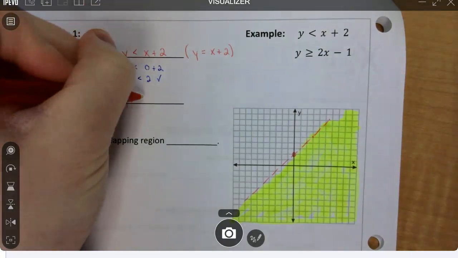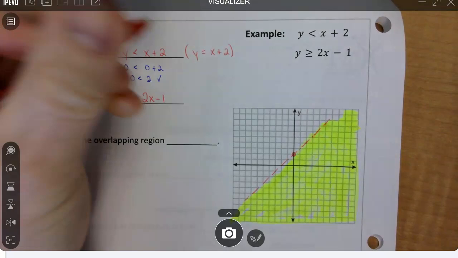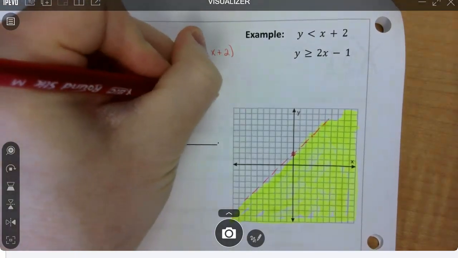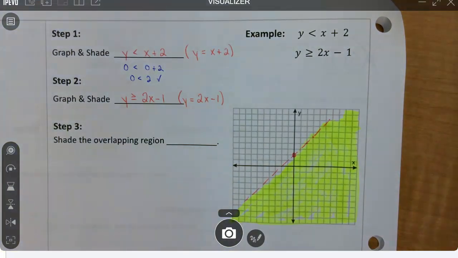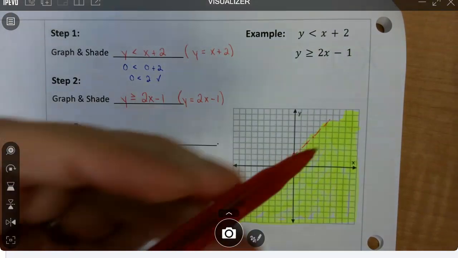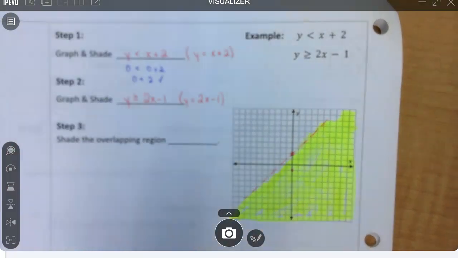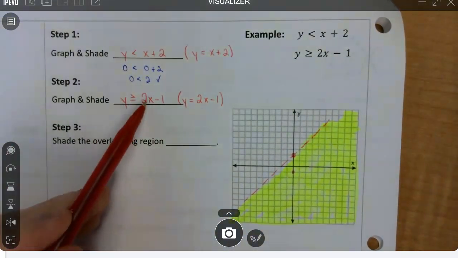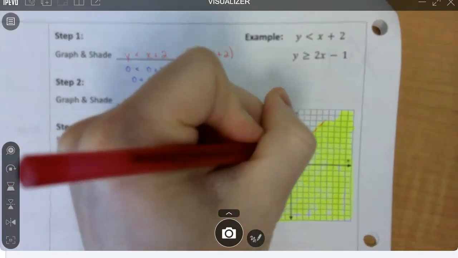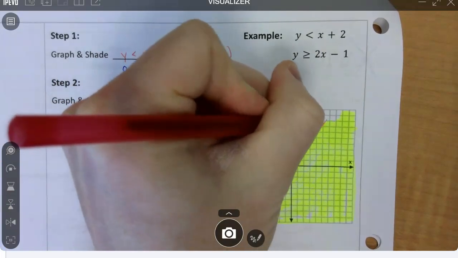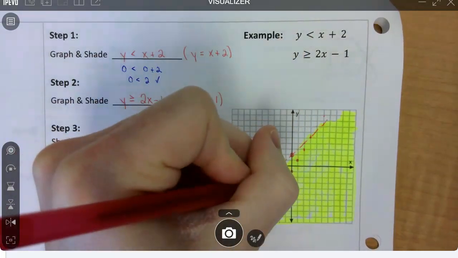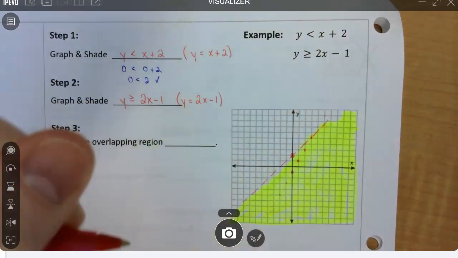So y is greater than or equal to 2x minus 1. Remember, we treat that as y equals 2x minus 1 just for graphing purposes. That's going to give me a y-intercept at negative 1. So I go down here. This time my slope is 2, which means up 2, right 1, up 2, right 1, up 2, right 1. And I'm going to go down 2, left 1 just to get as many points as possible.